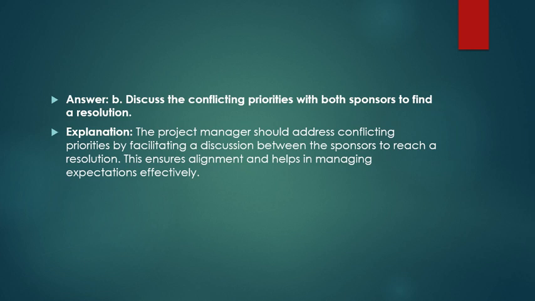Discuss the conflicting priorities with both sponsors to find a resolution. The project manager should address conflicting priorities by facilitating a discussion between the sponsors to reach the resolution. This ensures alignment and helps in managing expectations effectively.